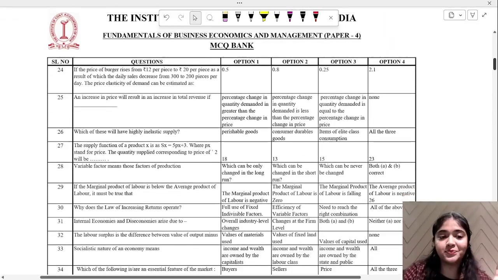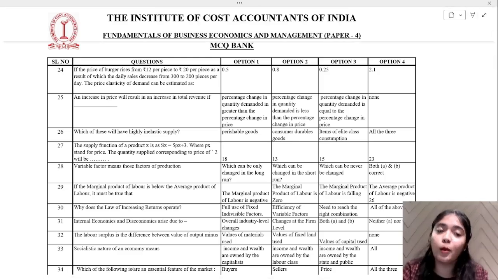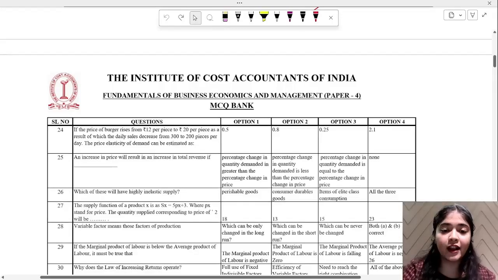Let's move ahead. Now, if the price of a burger rises from 12 per piece to 20 per piece, as a result of which the daily sales decrease from 300 to 200 pieces per day, the price elasticity of demand can be estimated as? Yes, take your time, solve this and comment down in the section. Then we will be going ahead with this. I'll give you around 15 seconds. So I hope you got the answer for this one, question number 24.